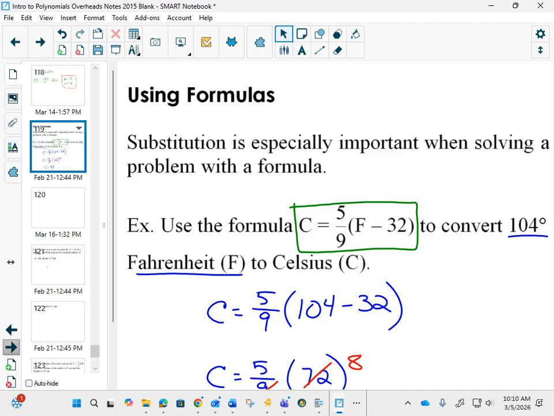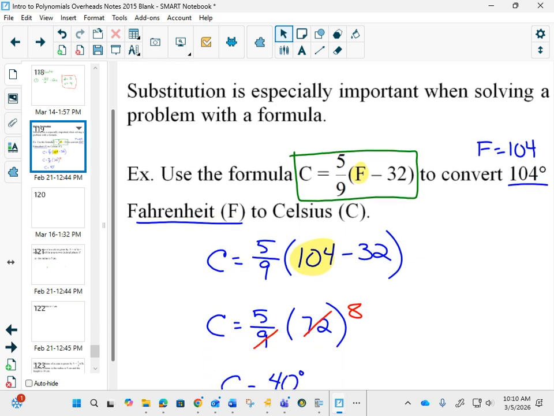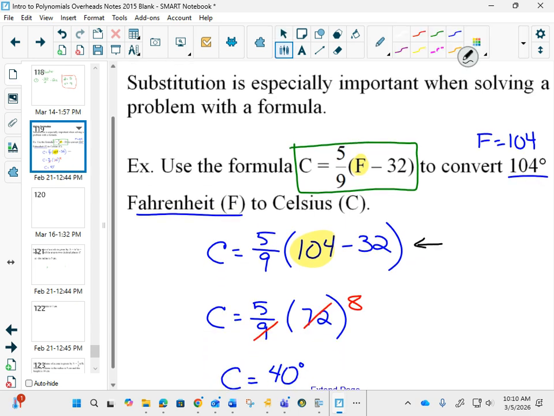Well, here we have the formula. If they say you want to convert 104 degrees Fahrenheit to Celsius, it means that you know the F is 104. So if I use my highlighter here, I go to my formula and I can say, well, there's the F in my formula. And I'm going to replace that F with 104. Now I have to do my order of operations, or since you guys are allowed calculators on everything, I would probably just type this exactly as I see it into my calculator.